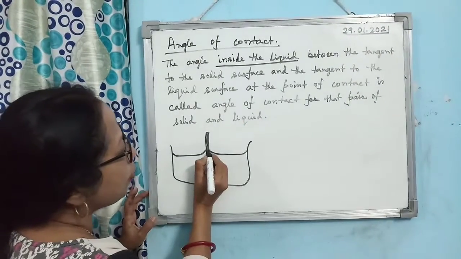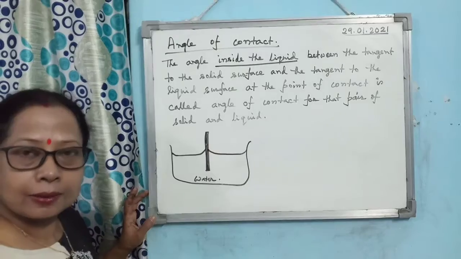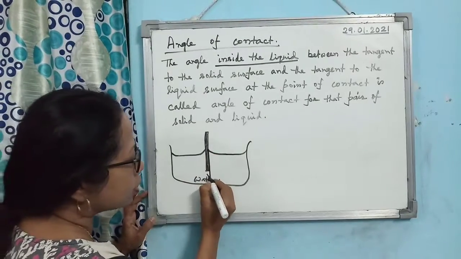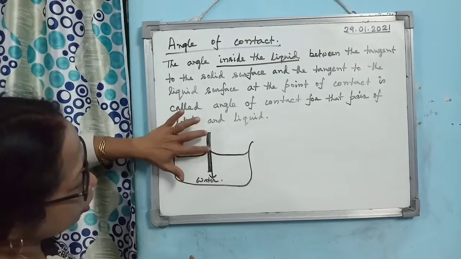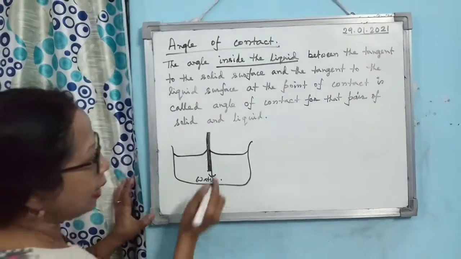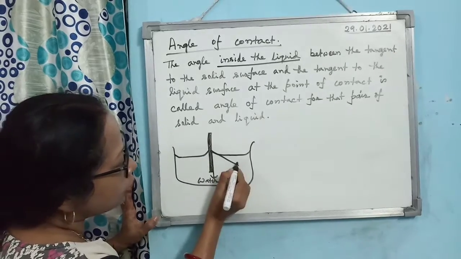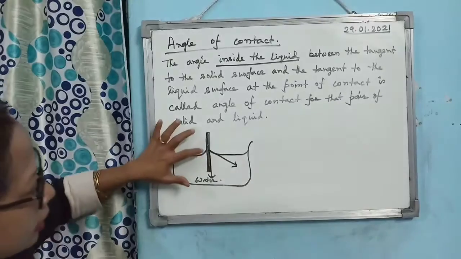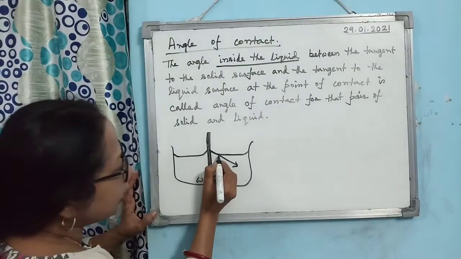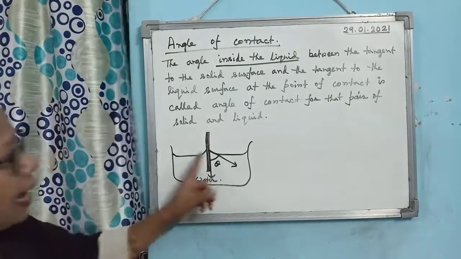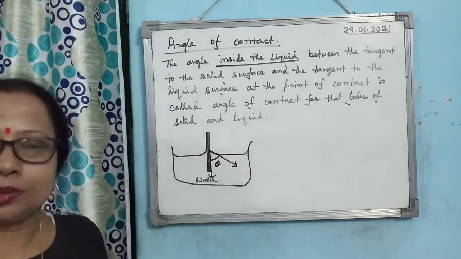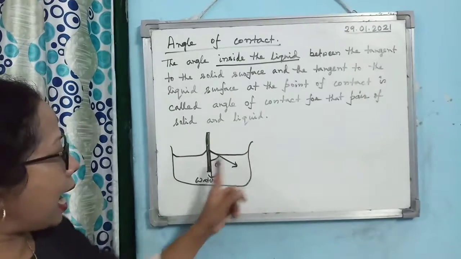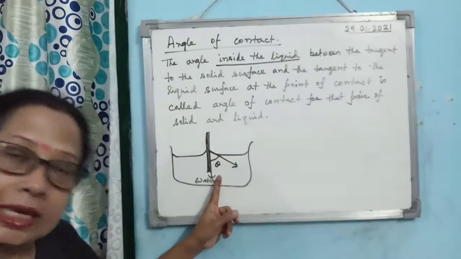Alright. So which one is the point of contact? This is the point of contact. The angle between the tangent drawn to the solid surface, so this is the tangent I can draw to the solid surface, and the tangent drawn to the liquid surface. So this is the tangent drawn to the liquid surface at the point of contact. So this angle is the angle of contact. Alright. So you see, for the water-glass pair, the angle of contact is acute.